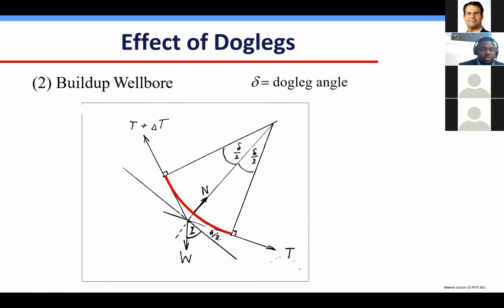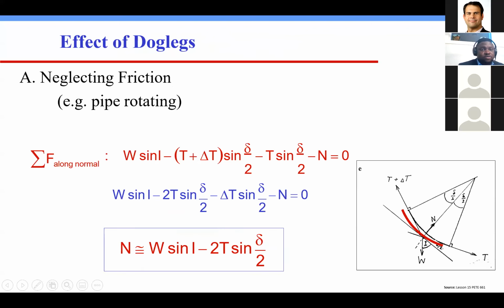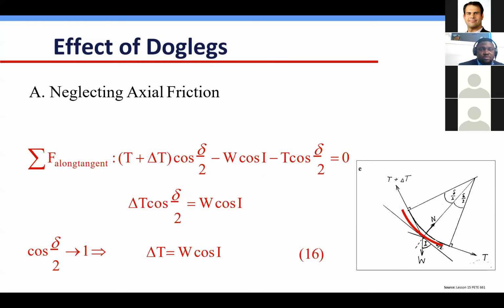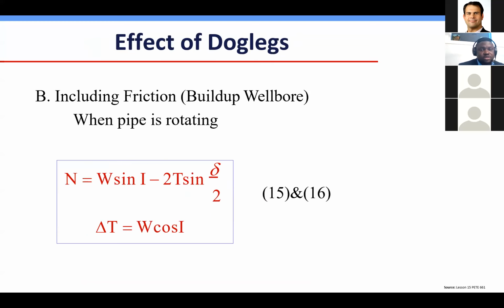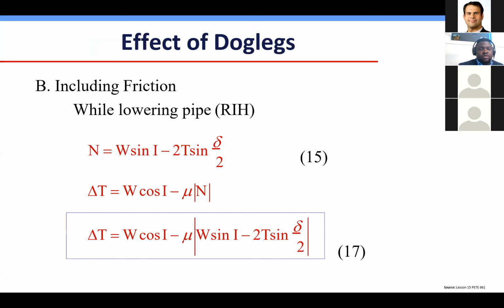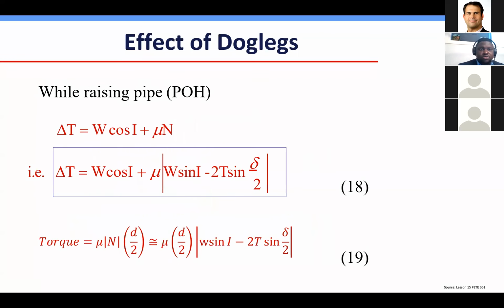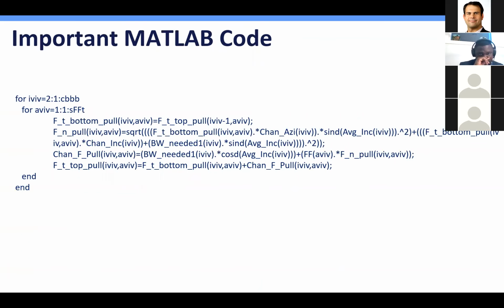So build up like all the different conditions. You either have a drop or you're having a build up in the well. And if you're building up, same conditions apply with rotating and neglecting friction and including friction. Same conditions apply to calculate your change in tension. So while lowering the pipe, again, as usual, you subtract the frictional force and the dogleg, considering the inclination change and the azimuth change.